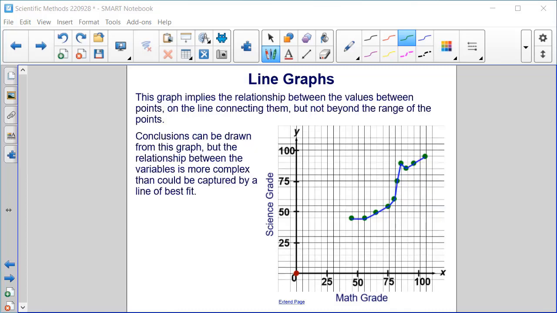This graph implies the relationship between the values between points on the line connecting them, but not beyond the range of the points. Conclusions can be drawn from this graph, but the relationship between the variables is more complex than could be captured by a line of best fit.